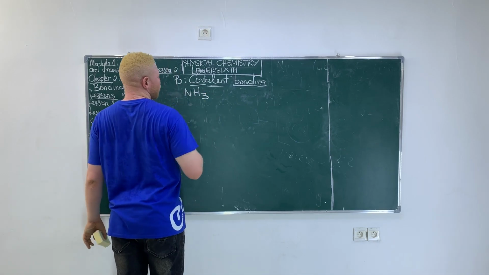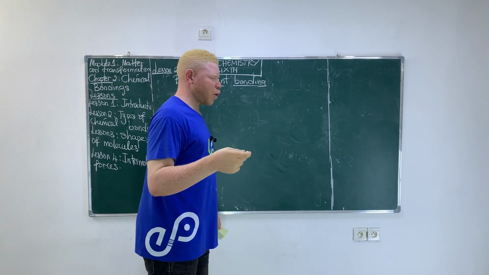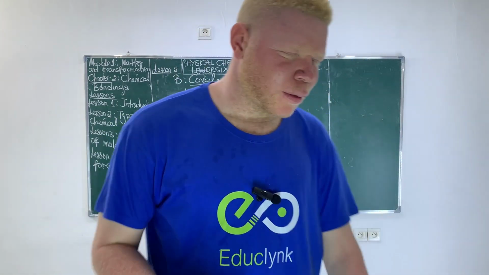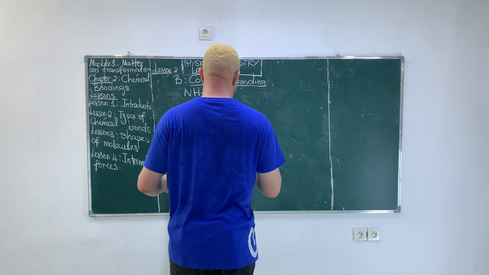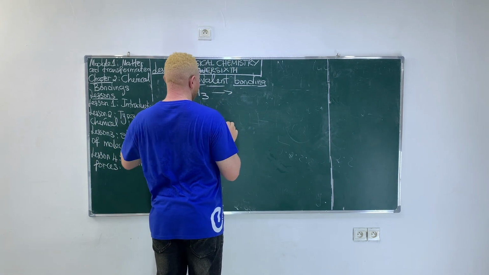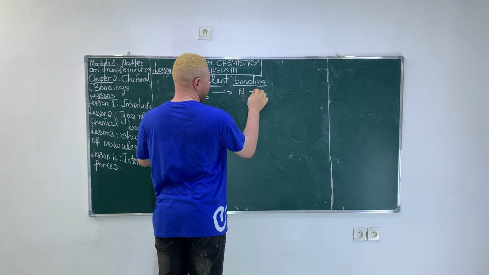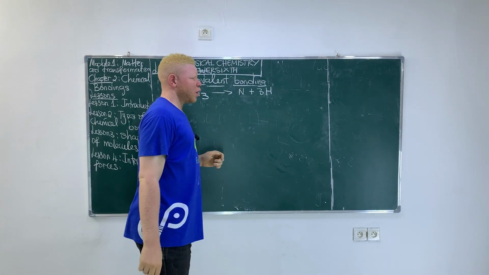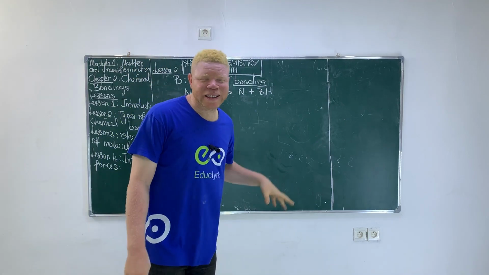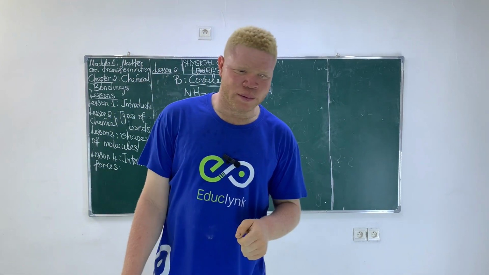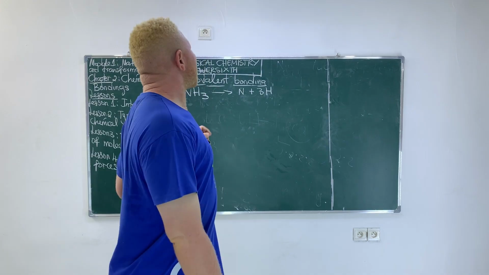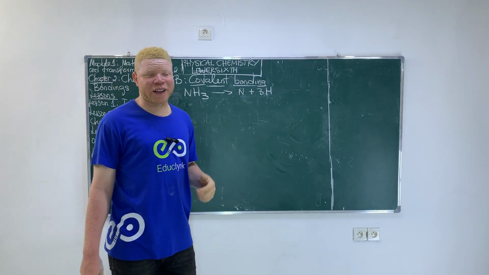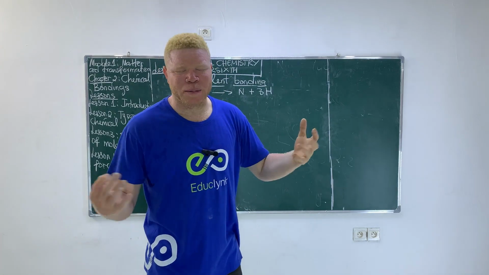Whenever they give you this type of compound to do the bonding, this is what you will do: you split the compound. Ammonia is made up of one N atom and three H atoms. If you split the compound like that, it will be very easy to draw the covalent bonding. The molecule of ammonia is made up of one atom of nitrogen and three atoms of hydrogen, joined together by a covalent bond.